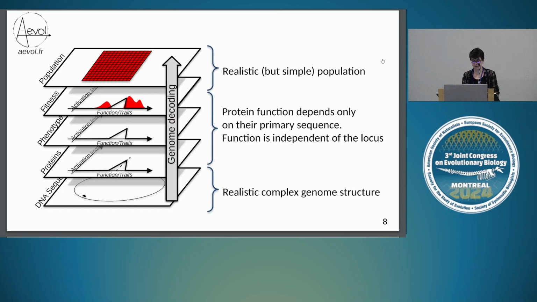So to summarize, we have a realistic complex genome structure. We have protein functions which are independent of their locus. And we have a quite realistic but very simple population.